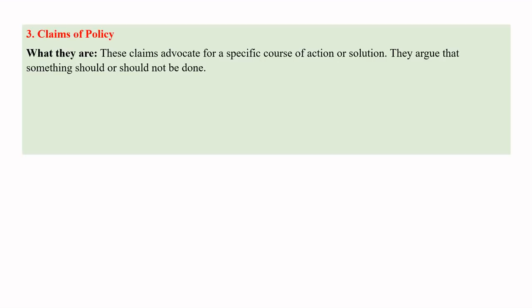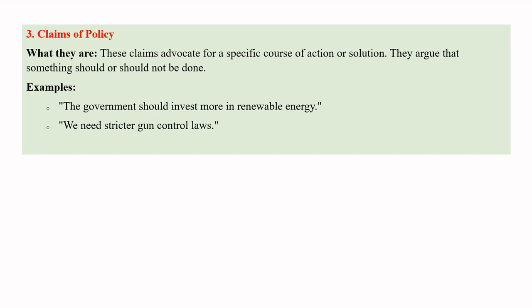Number 3. Claims of policy. These claims advocate for a specific course of action or solution. They argue that something should or should not be done. Examples: The government should invest more in renewable energy. We need stricter gun control laws. Everyone should have access to healthcare.